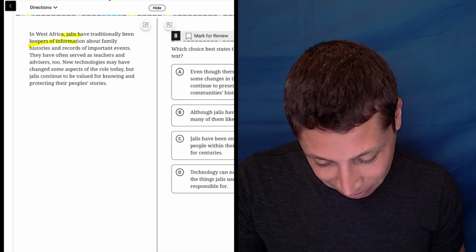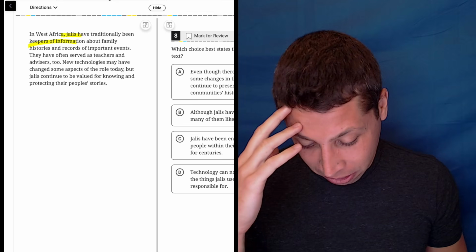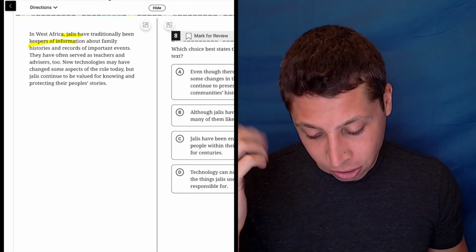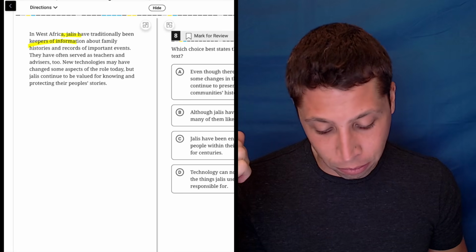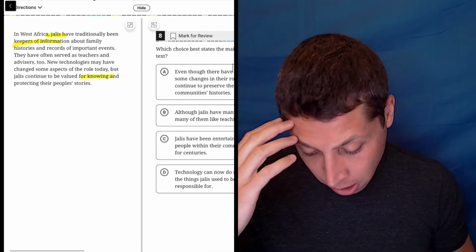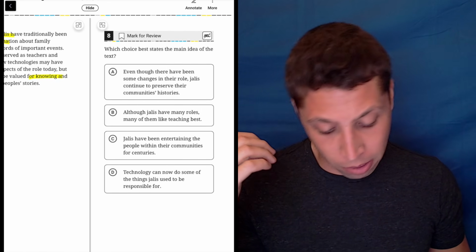Okay, so keepers of information about family histories and records of important events. They have often served as teachers and advisors too. The technology may have changed some aspects of the world today, but jollies continue to be valued for knowledge. Okay, so it's about knowledge, knowing, and protecting people's stories. Even though there have been some change in the roles, judges continue to preserve their community's histories.